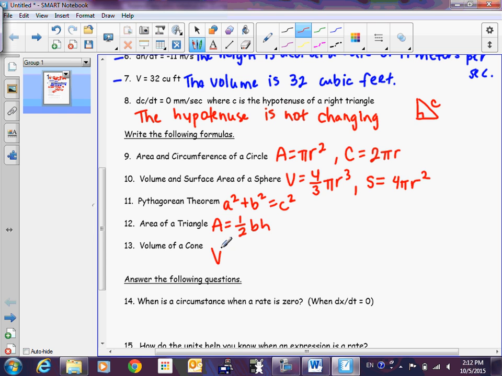And then volume of a cone. Anyone know it? 1/3. So it's 1/3 volume of a cylinder. So what would a cylinder be? A circular base, pi r squared times height. So a cone is just 1/3 of that. Okay, it's 1/3 of a cylinder.